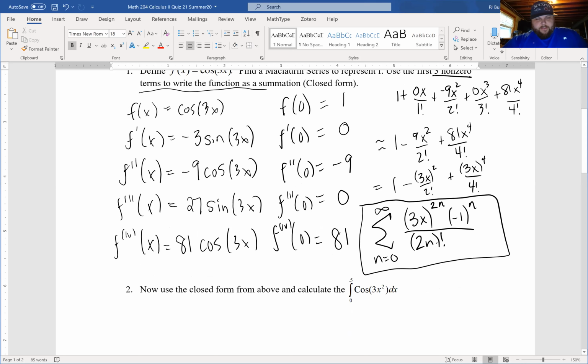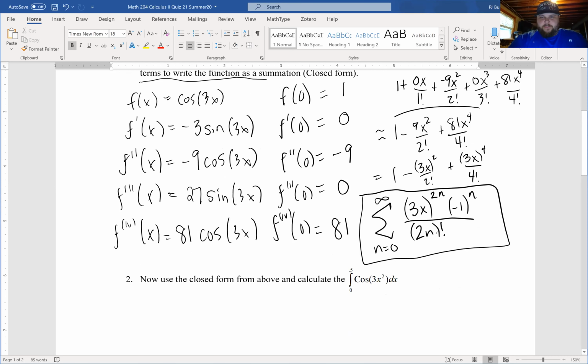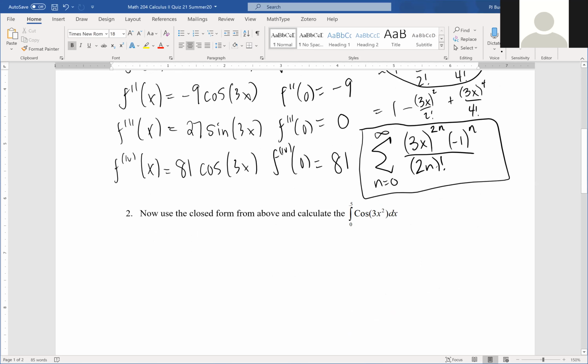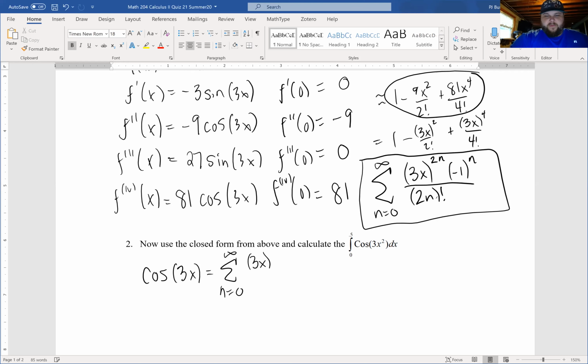Now the next part says, use the closed form from above and calculate this. So what I should have said was use these couple terms. Okay, because that's what I did. And so what I did was, instead of using 3x, I took the integral from bounds of 0 to 0.5 of 1 minus 3x squared over 2 factorial plus 3x squared to the 4th power over 4 factorial. Yeah, that was a lot of numbers. Give me a minute. Yeah, sure.